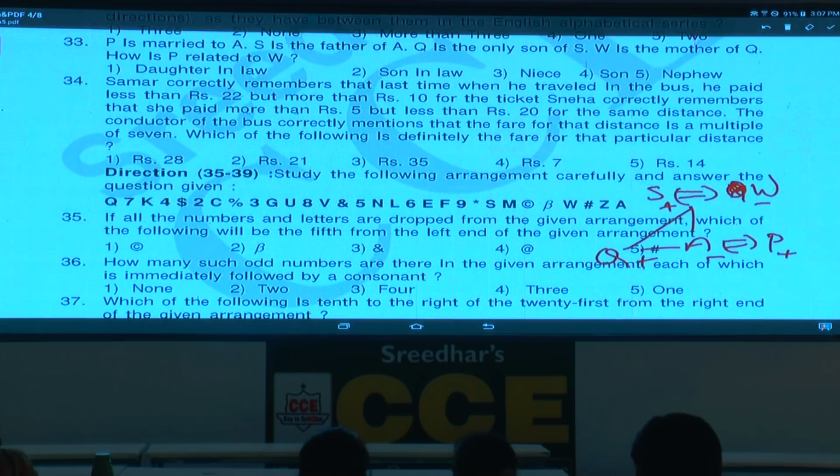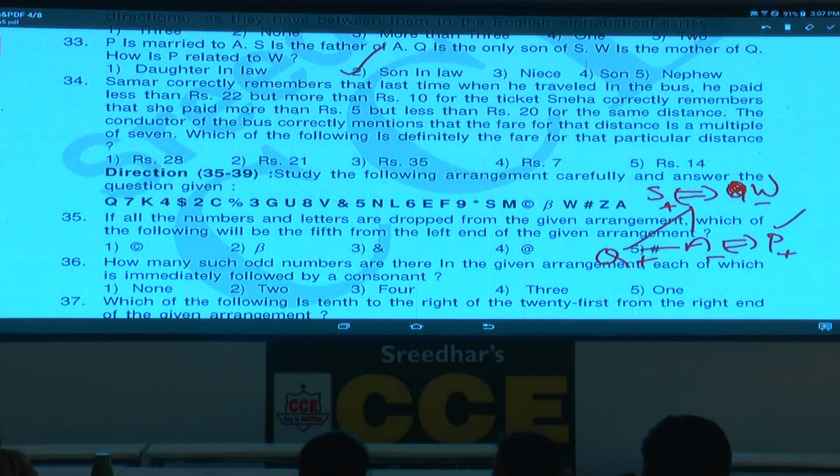Then what is the question here? How is P related to W? W's daughter's husband. Daughter's husband, son-in-law. Son-in-law, that is given in choice 2. Hence question number 33, it is choice 2.